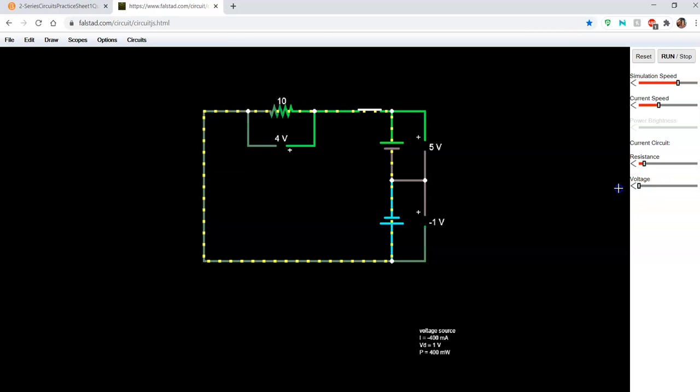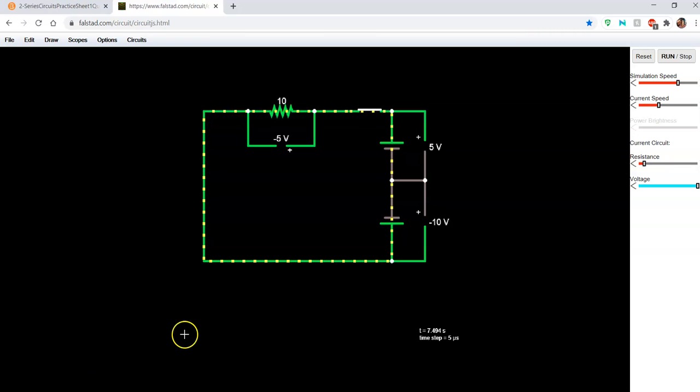So if I go to 0, you can see that now our current is flowing CCW, counterclockwise. If I go all the way to 10, then our current is flowing clockwise. But all in all, what I want you to have in mind is that this is called subtractive polarity. If you have any questions, please let me know.